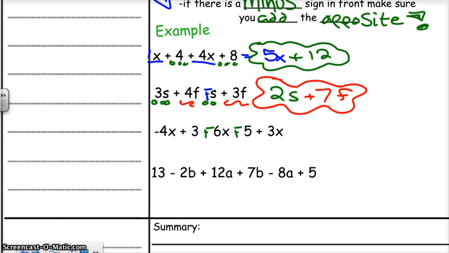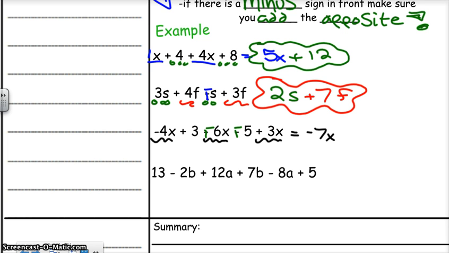So now I'm just starting at the left. Negative 4x plus a negative 6x. What's negative 4 plus negative 6? That would be negative 10. Plus 3x, negative 10 plus 3, negative 7x.